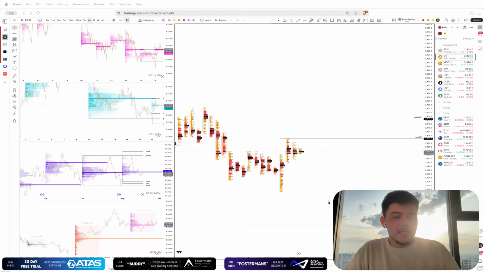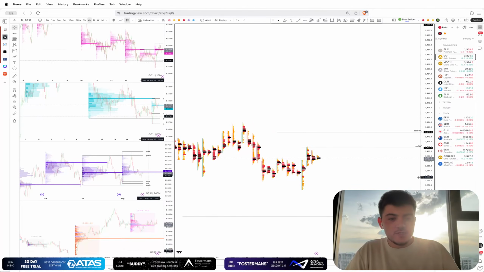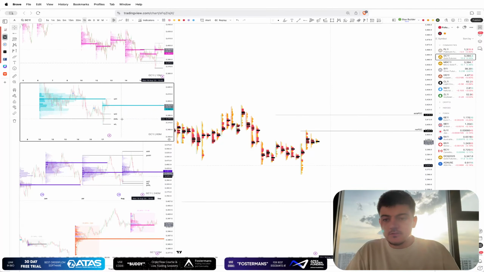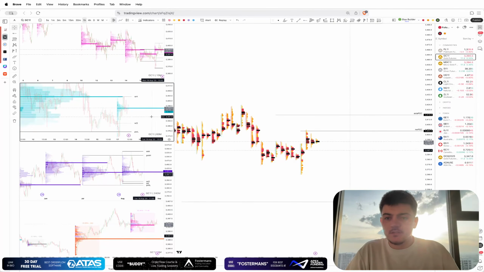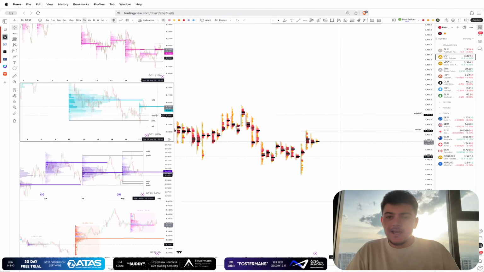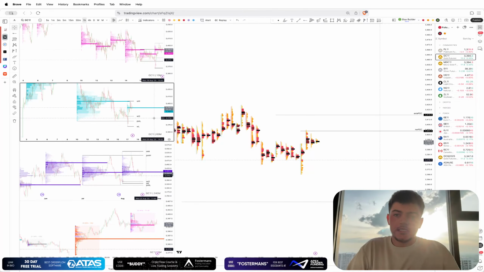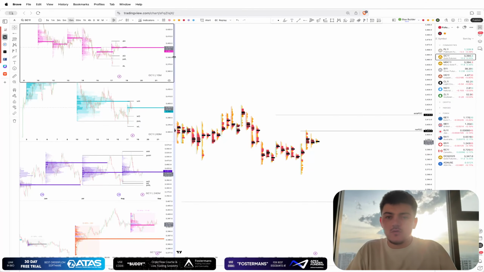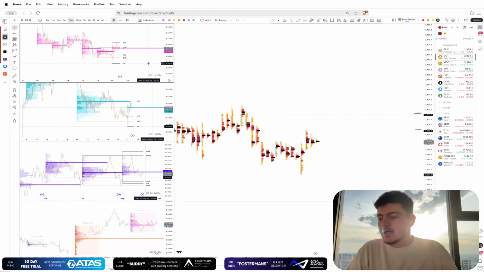Last week I created this new template, which is really sick, I'm not gonna lie. It will help everyone in the group create a nice daily bias. I'm gonna go over this daily bias real quick, just to get you a little bit familiar with it all.